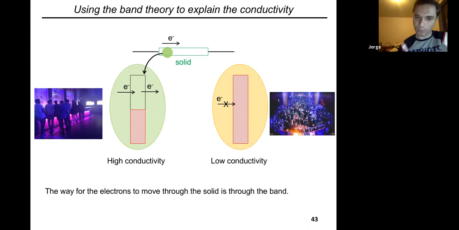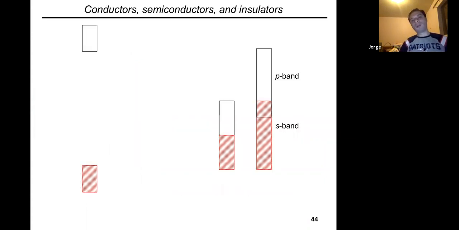Okay, so I hope you understood all the way to this point. So I have one more slide to show you, and then we can finish the lecture for today. Okay, so now I would like you to take a look at three materials that I'm showing here, the band structure, and classify them as conductors or insulators. So let's think about that for a couple minutes and then let's answer together.